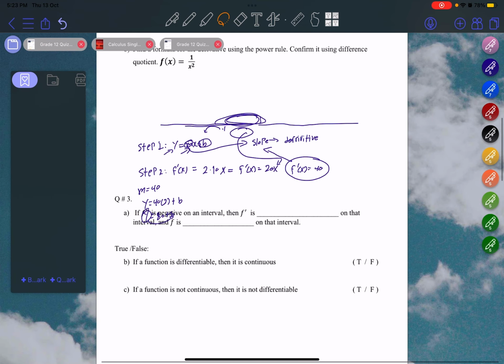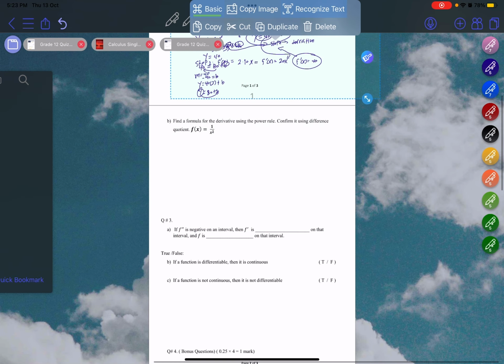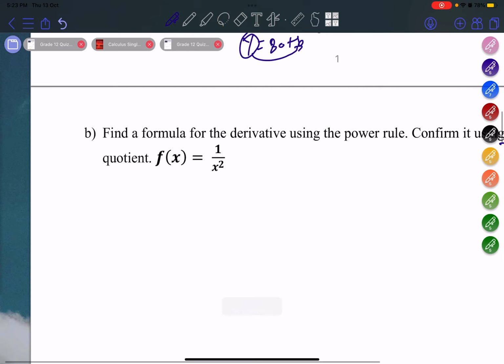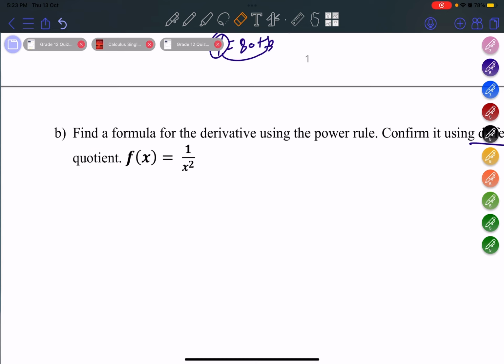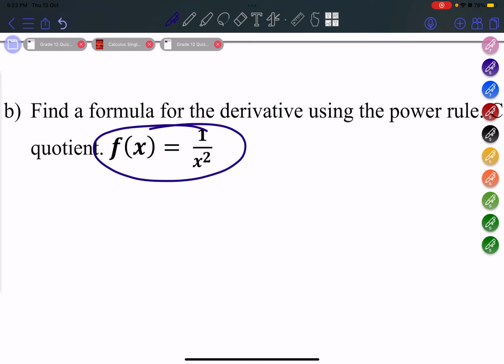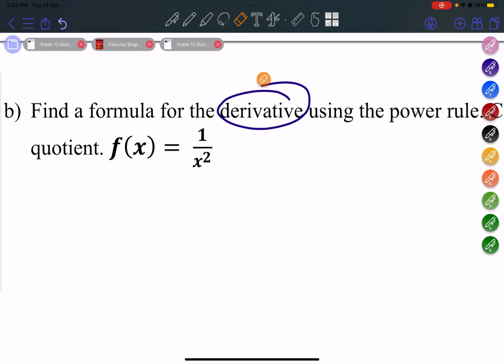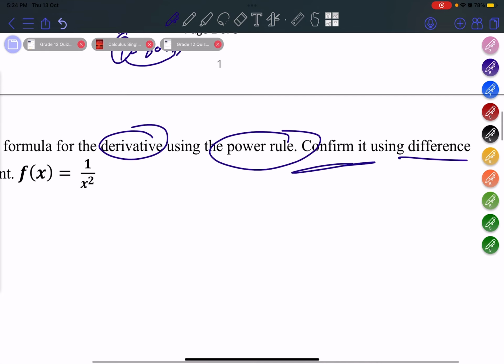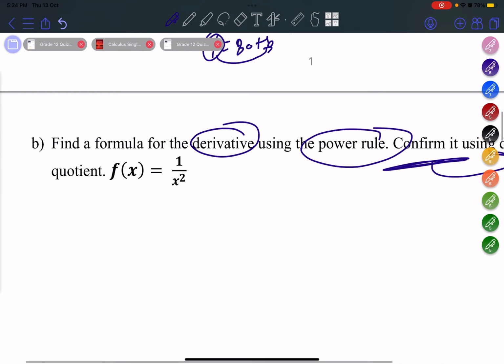Okay, so let's just take this and put it up somewhere. Now this is where we have to focus a little bit, because we have the difference quotient rule. So they gave us this formula. They want us to find the derivative of this equation, which is 1 over x squared. In order to find the derivative, we must first solve it by the power rule and then confirm it using the difference quotient rule.